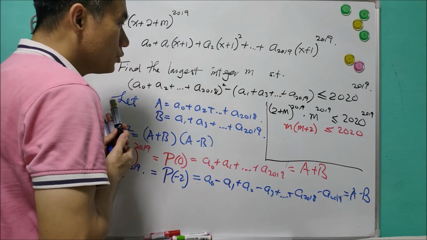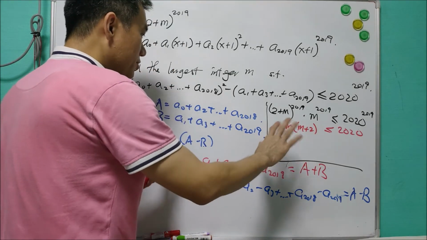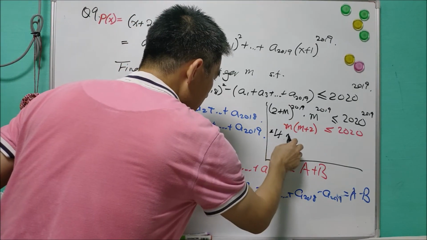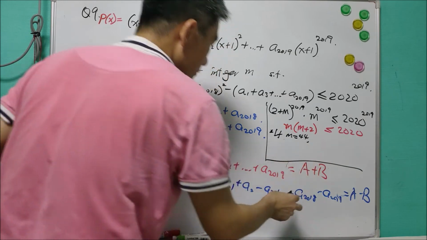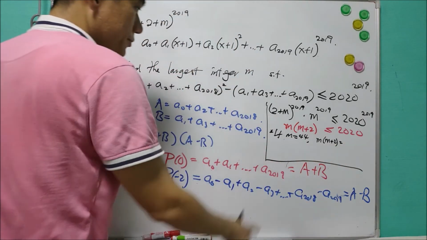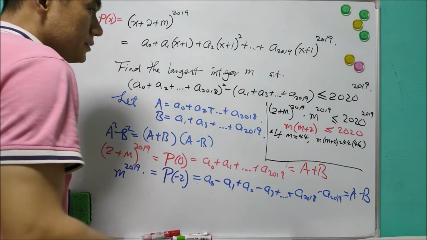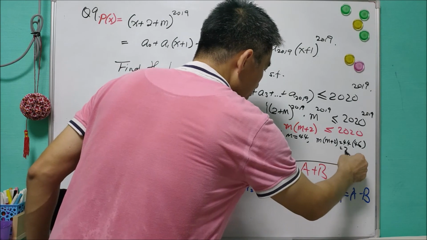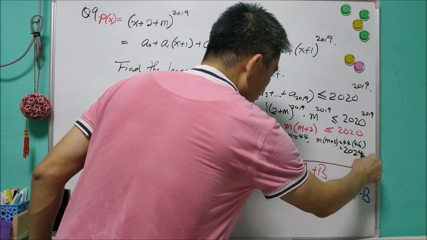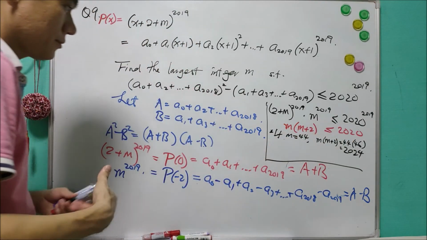45 squared is 2025. So m is roughly 43 or 44. If m is 44, then m and m + 2 will be 44 and 46. That is actually equal to 2024. So m equals 44 does not satisfy the inequality.